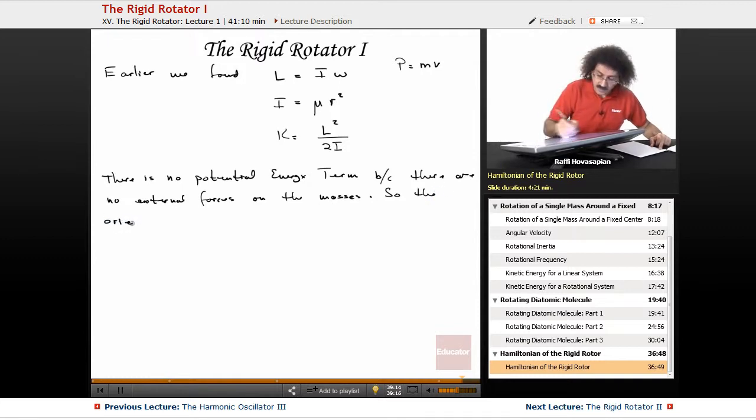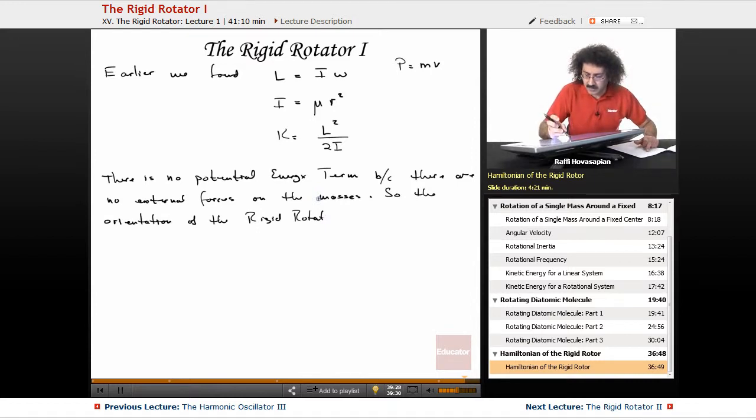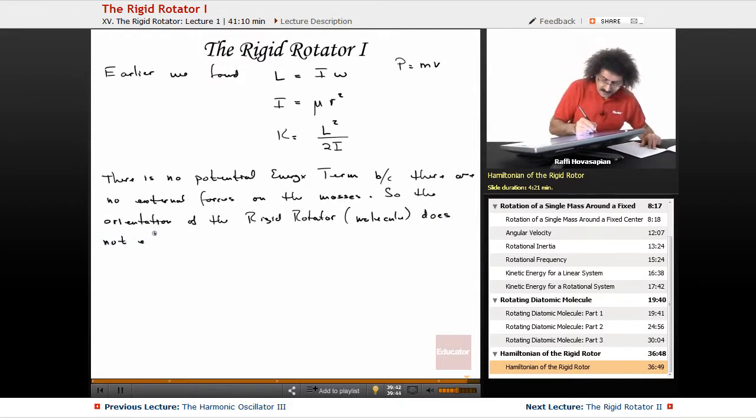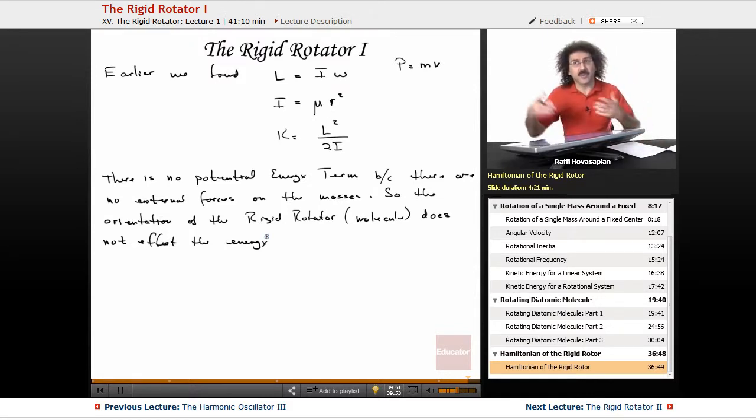So, the orientation of the rigid rotator, and when we say rigid rotator, we're just talking about the thing that's actually turning, you know, the diatomic molecule, whatever it is we happen to be discussing. The rigid rotator, which is just the molecule. So the orientation of the rigid rotator does not affect the energy. Because there is no external force, so it doesn't matter how it's rotating. It doesn't change the energy of the rotating system.